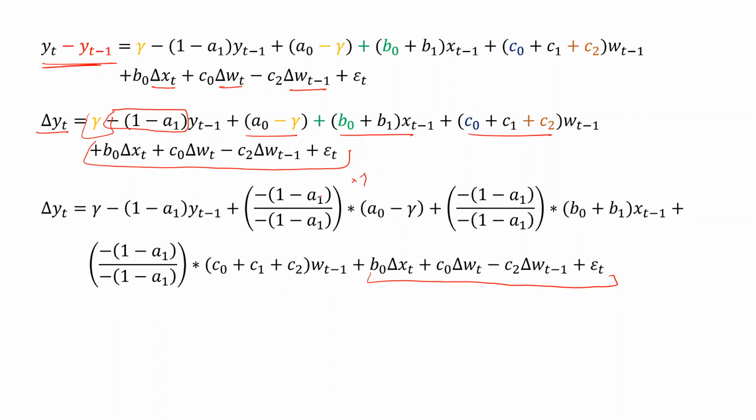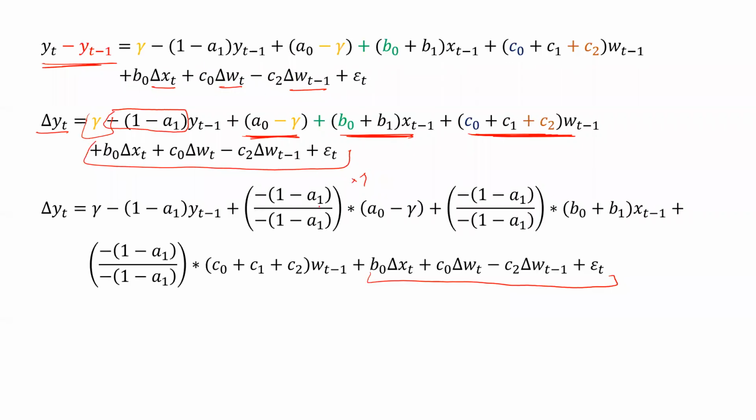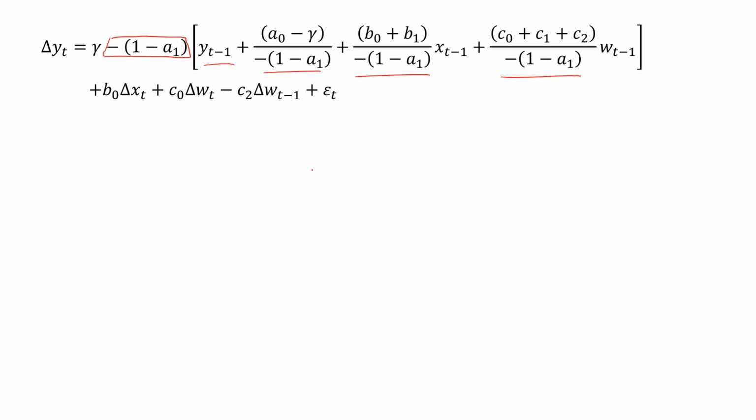Taking this coefficient, -1 minus a1, multiplying and dividing a0 minus gamma, b0 plus b1 times xt minus 1, and c0 plus c1 plus c2 times yt minus 1. I'm doing this because having that term there allows me to factor this term out of each of these terms here, right? I'm just taking this, let me go back for a second. I'm just taking these numerators and factoring all of those terms into the same bracket by that term. Again, everything else will not be changed.